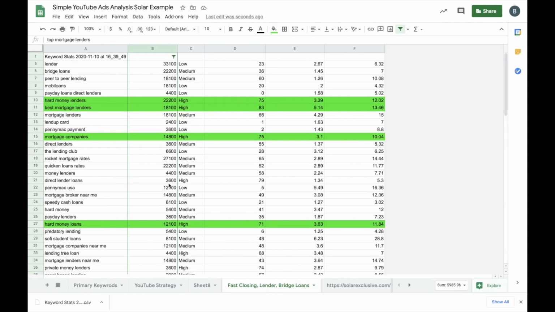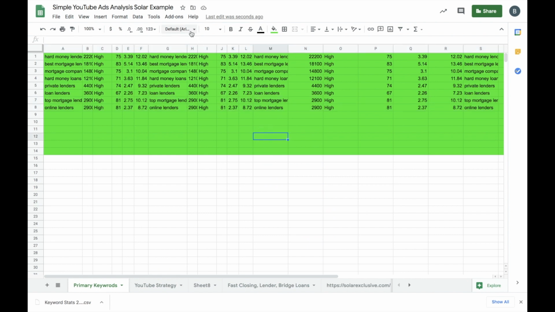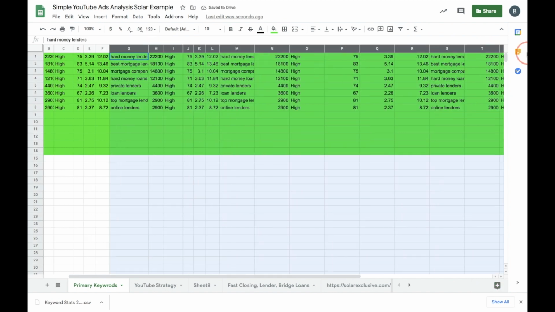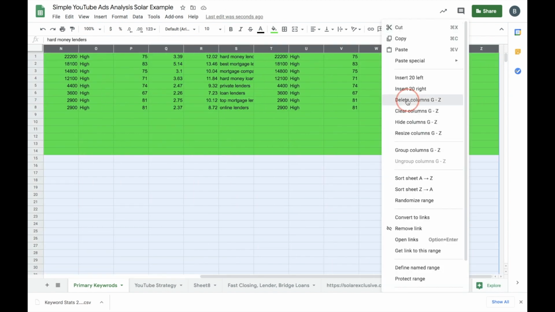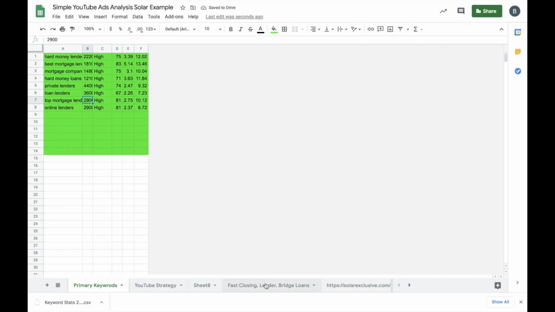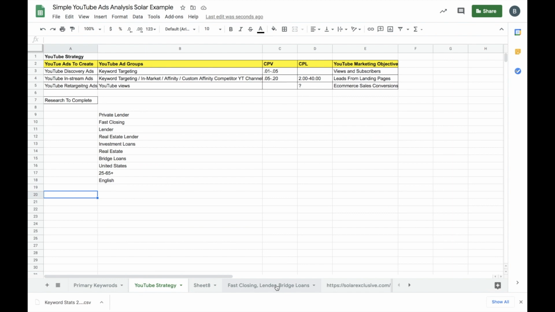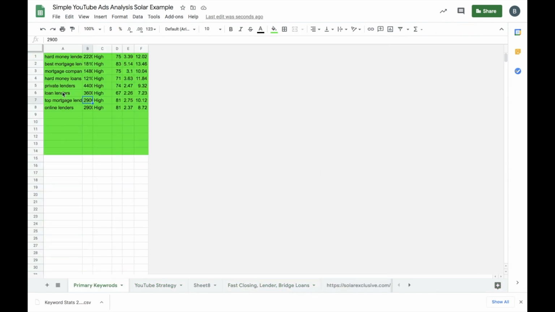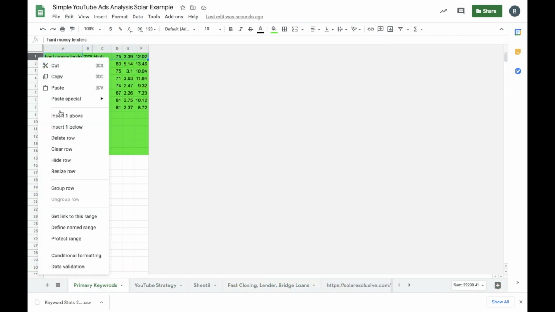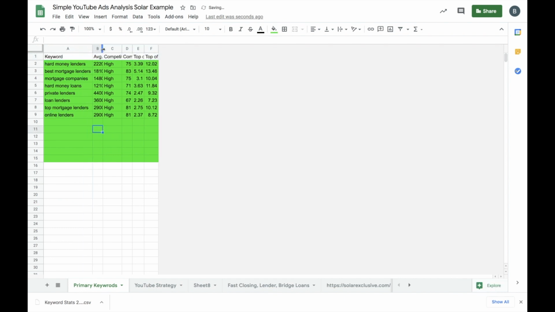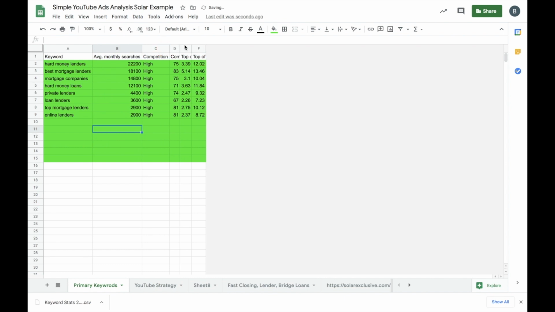Okay, so all the high competition and high keywords are there. So that's a good place to start. From doing this quick, simple analysis, these are all good words for you to target. So let's just make this simple, delete, and then make sure that we've got stuff at the top. Okay, and then insert one above. Boom. Okay, so this is a good start for a list of keywords.